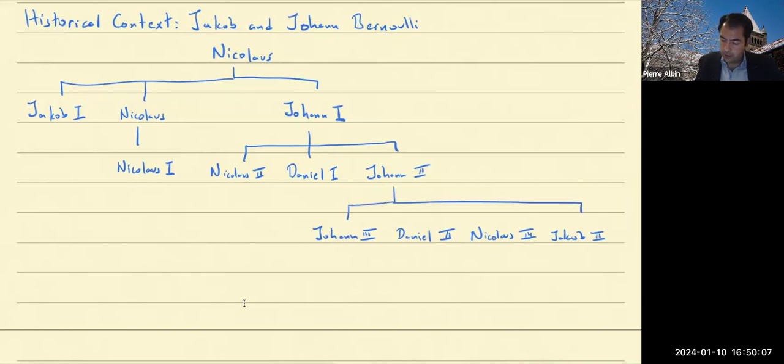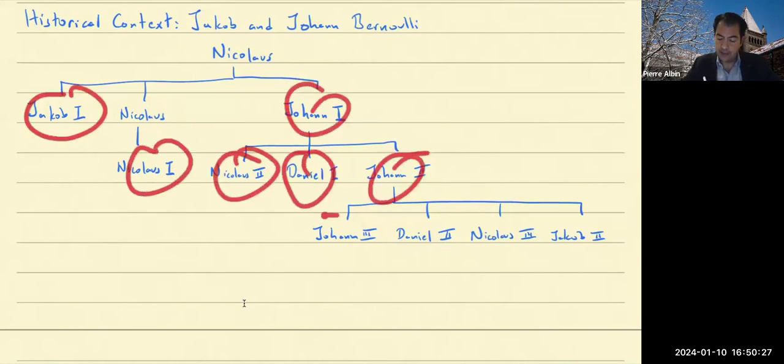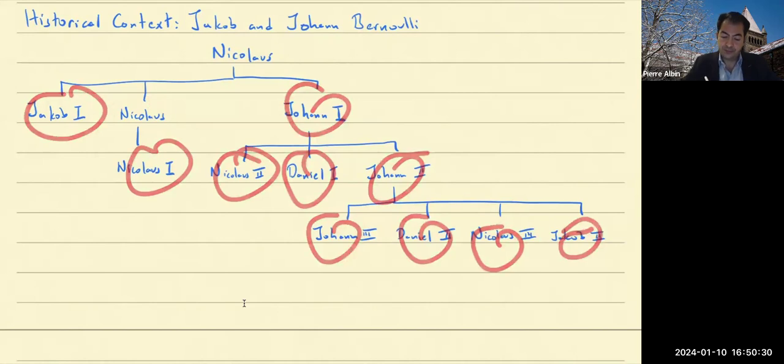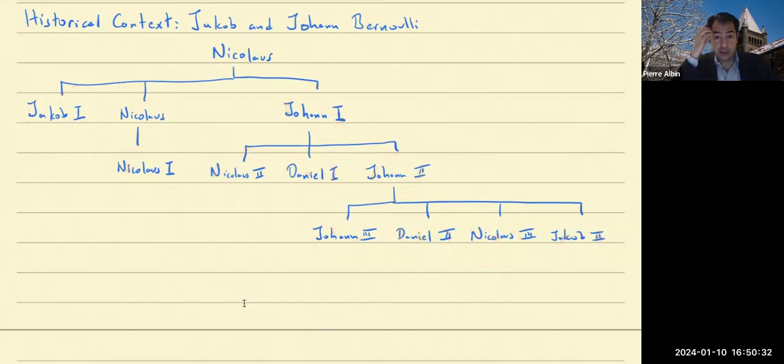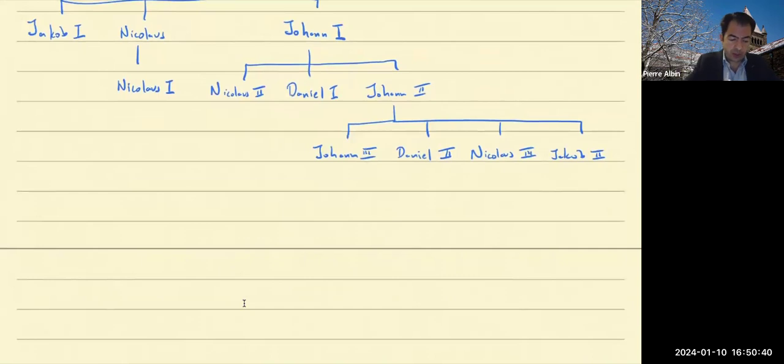Right. So again, I'm only labeling with numbers the ones who were mathematicians. This Nicholas is not the first Nicholas in the family. He's just the first Nicholas mathematician in the family. So you can see that they had many mathematicians in these 3 generations. So it was a very impressive family. Okay, but right now I want to just talk about Jakob and Johann.